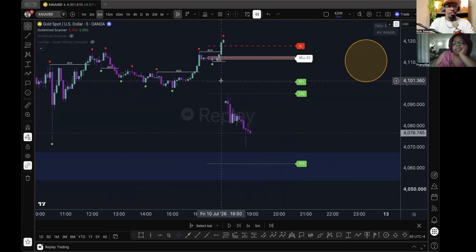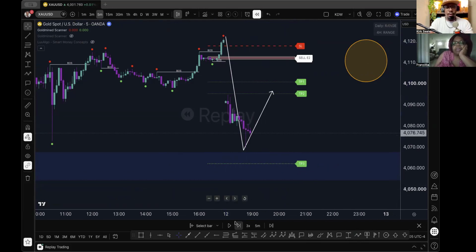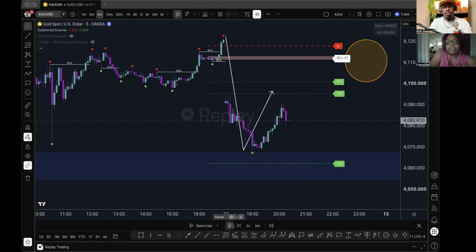Since this came down, we want to see if it comes up. Like, where does it go? So that's the first thing that we're going to wait on. We're not doing anything just yet. We're just going to wait and see what happens because we need structure to form so that we can make a decision.